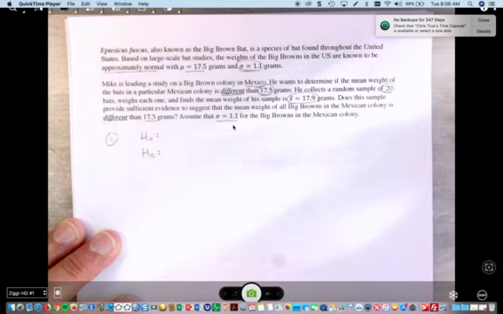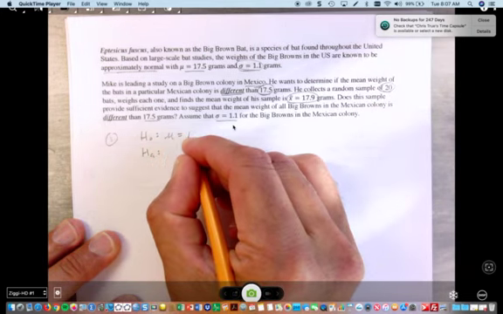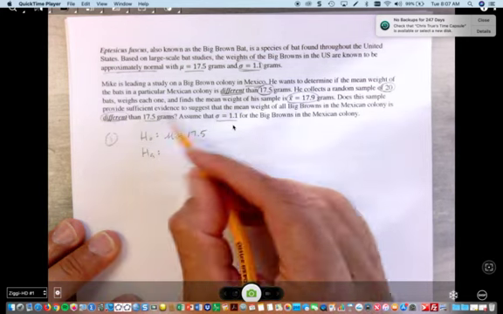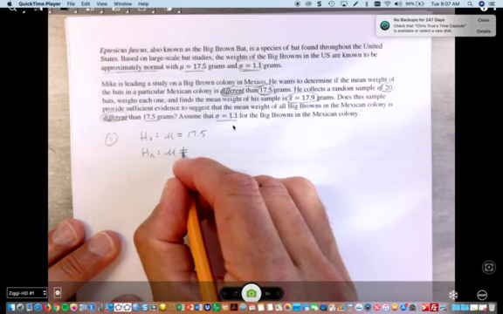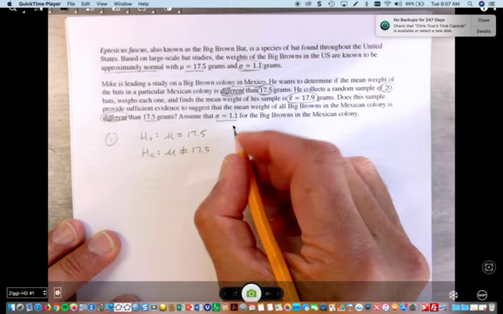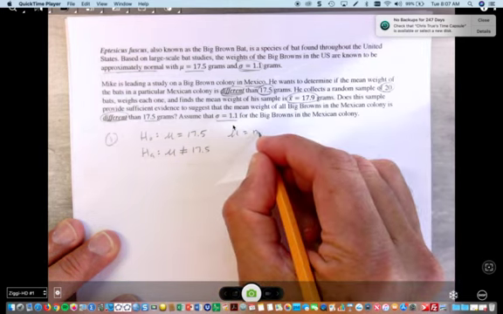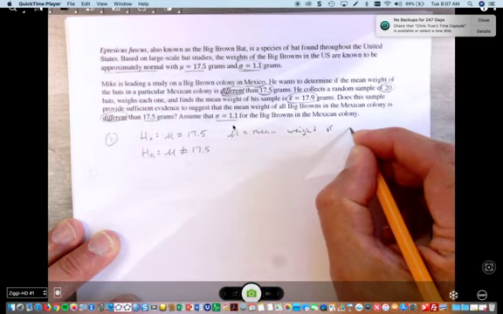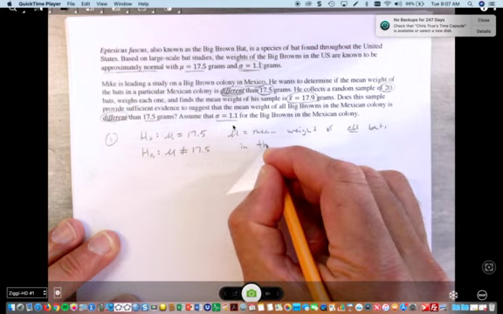Okay, so what we're going to assume is this colony of bats is no different than the ones in the United States, so we'll say mu is 17.5. All right, and then the alternative, I've underlined the word different a couple of times in this problem, which means we want to know, is the mean something different than 17.5? All right, and then let's define what we mean by mu. Mu is the mean weight of all bats in the Mexican colony.